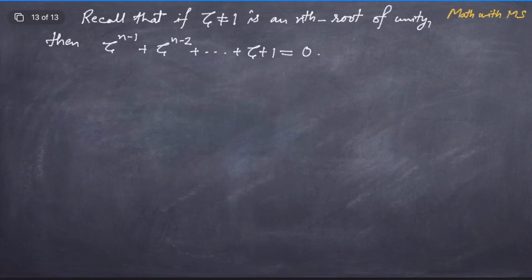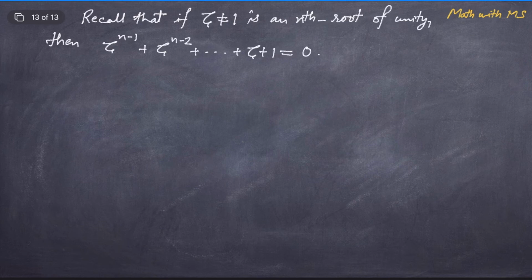Recall that if zeta not equal to 1 is an nth root of unity, then we have this identity, that is zeta to power n minus 1 plus zeta to power n minus 2 plus ... plus zeta plus 1 equals 0. This follows because zeta to the power n is 1, being an nth root of unity. Therefore 0 is the same as zeta to power n minus 1, which can be written as zeta minus 1 times zeta to power n minus 1 plus zeta to power n minus 2 plus so on plus zeta plus 1. But zeta minus 1 is non-zero, therefore you have this identity.